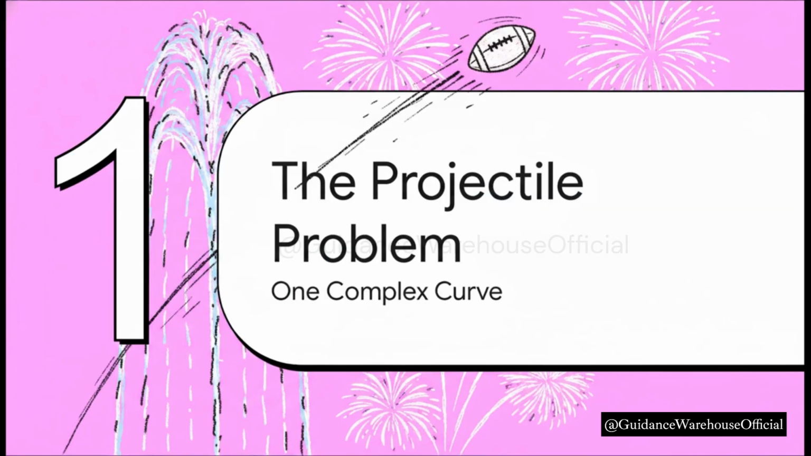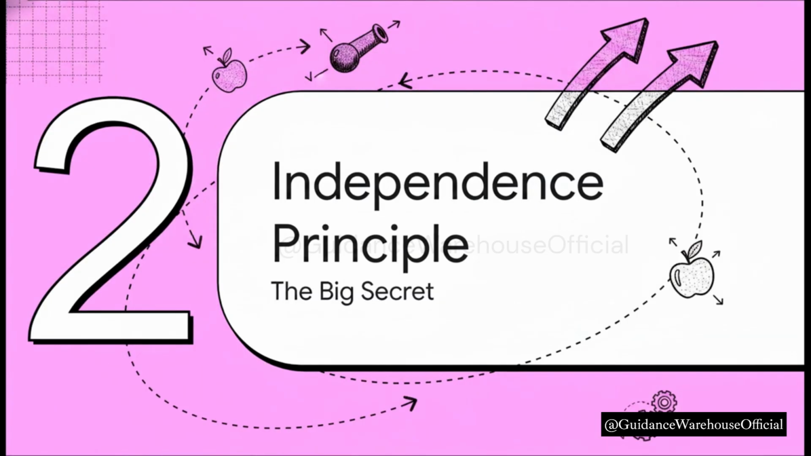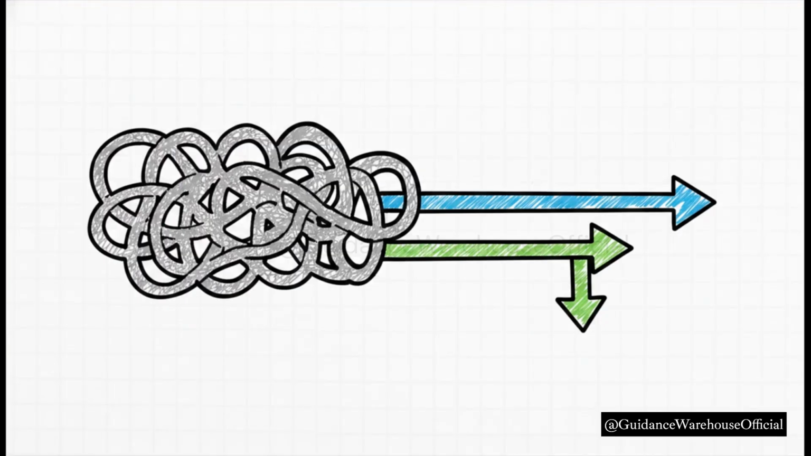Okay, so let's go back to that curve for a second. It doesn't matter if it's a football, a firework, or even a stream of water from a fountain. That arc, that parabola, it just looks like one single tricky thing to figure out all at once. But here comes the breakthrough. This is the single most important idea for understanding any of this. It's called the independence principle, and trust me, it's the secret key that turns complicated projectile motion into something really, really simple. And here it is.